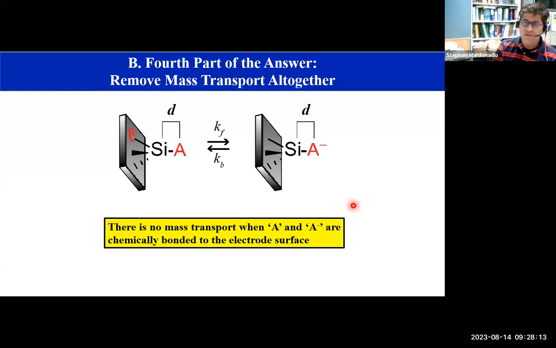So I'm going to start then with a system where we can easily check off that fourth part of the answer. We're going to look at systems where there's no mass transport whatsoever. And that means we're going to stick redox molecules directly onto the semiconductor electrode surface, in this case, silicon electrodes. And the principal reason for doing that is it just makes the math easier. We don't have to worry about diffusion or anything else.